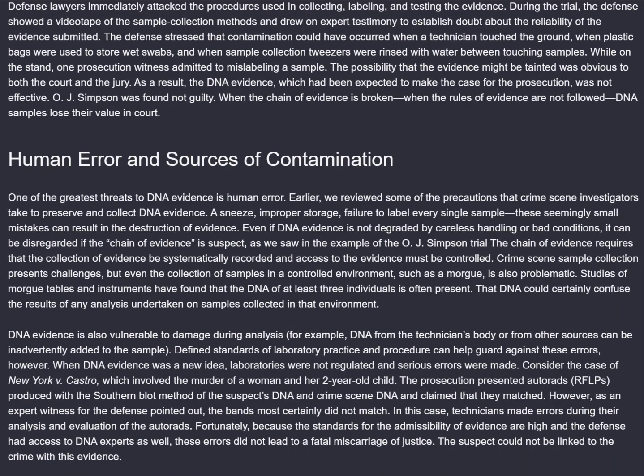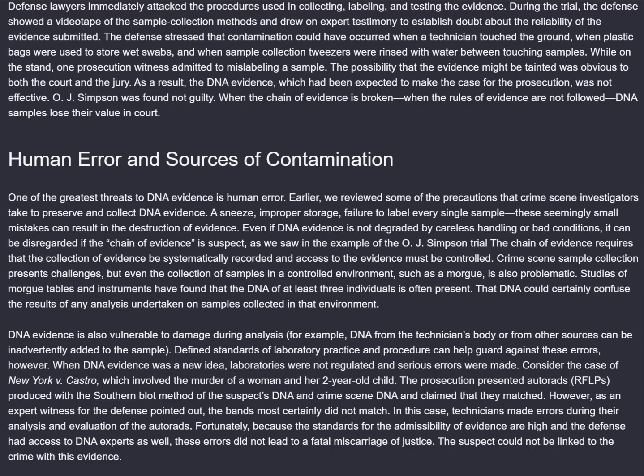Defense lawyers immediately attacked the procedures used in collecting, labeling, and testing the evidence. During the trial, the defense showed a videotape of the sample collection methods and drew on expert testimony to establish doubt about the reliability of the evidence submitted.